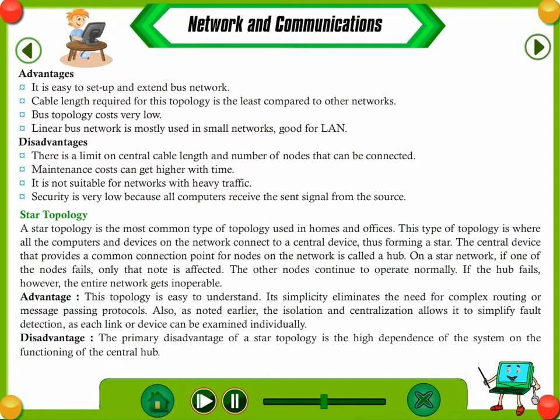Advantage: this topology is easy to understand. Its simplicity eliminates the need for complex routing or message passing protocols. Also, as noted earlier, the isolation and centralization allow it to simplify fault detection, as each link or device can be examined individually. Disadvantage: the primary disadvantage of a star topology is the high dependence of the system on the functioning of the central hub.